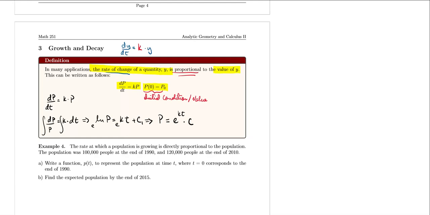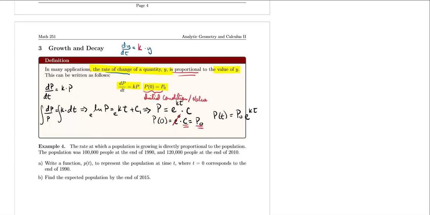Now, to be more precise here, if we know that p of 0 is equal to p naught, well, putting it here, p of 0 is equal to e to the 0 times c, and we know that this is equal to p naught. Since e to the 0 is 1, our c value is p naught, so the equation that we're going to be working with is p of t equals p naught times e to the kt. Alright, so now just let me rearrange this.